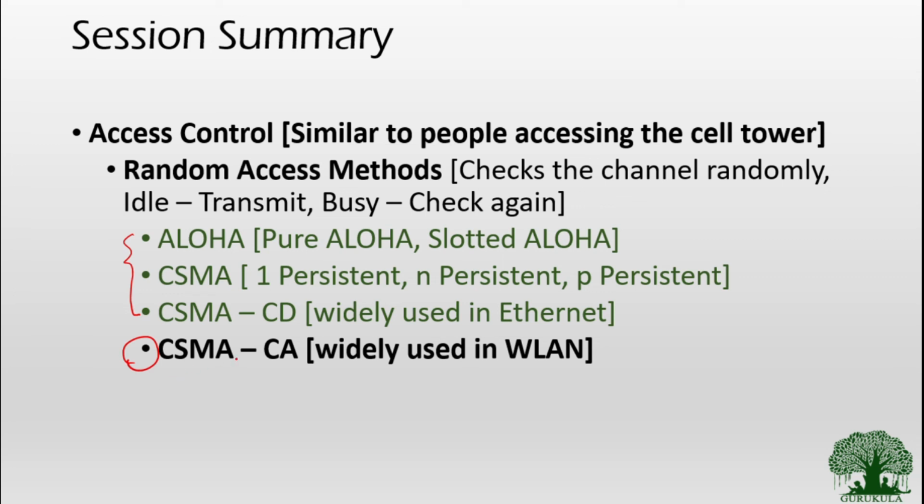A point to remember here is that CSMA CA is the widely used access mechanism in wireless LAN, whereas CSMA CD is the widely used access mechanism in Ethernet, which means wired connections. So all wired networks use the access method CSMA CD, and all wireless networks use the access mechanism CSMA CA.